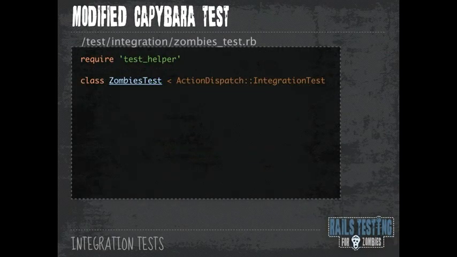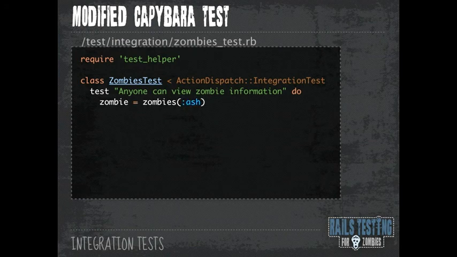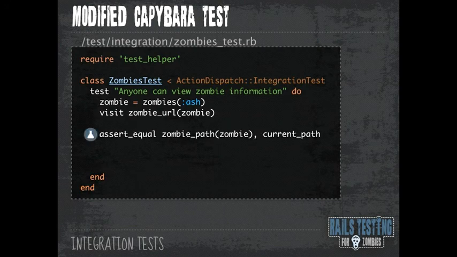Let's look at the integration test that we wrote earlier and see how we might write it using Capybara. In this case, we've got "anyone can view zombie information." We're still loading our zombie from the fixtures. In this case, we're now going to visit instead of get the zombie URL. We're going to assert that we're on the page that we expect to be on.